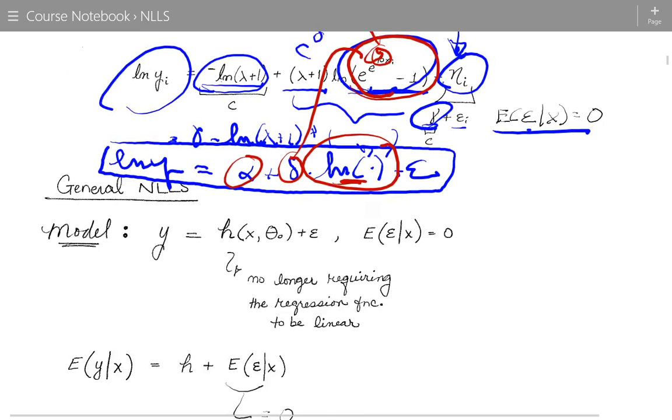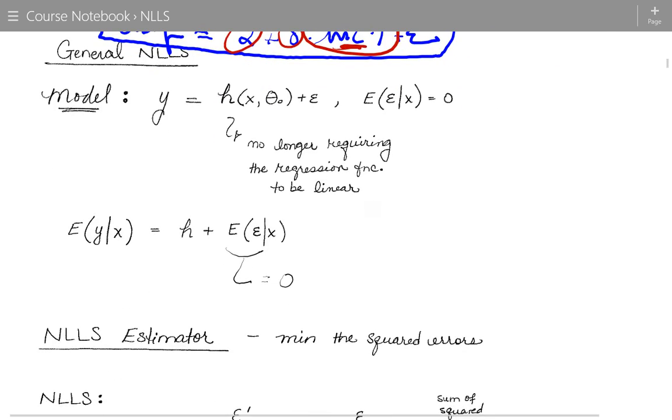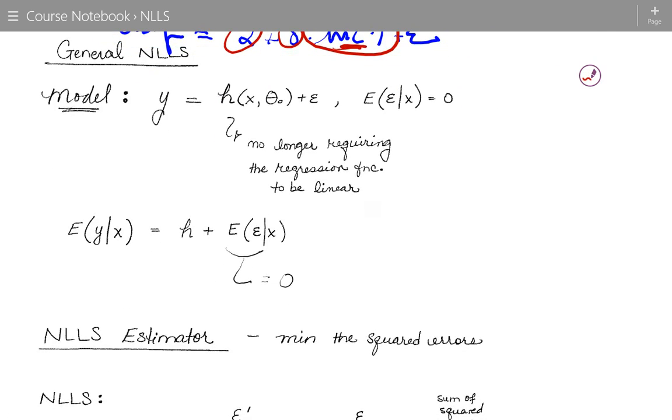So here is a general statement of that. General statement. So our general nonlinear least squares estimator. So we have a model of y as some function h of our independent variables and parameters, and then we have an error term. Expected value of the error term given x is equal to 0 is an assumption here for the estimates to be consistent estimates, similar to our ordinary least squares.